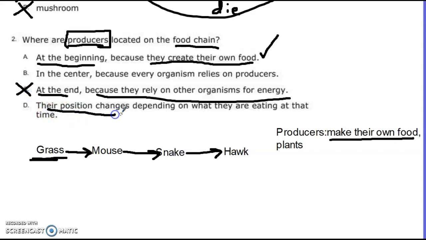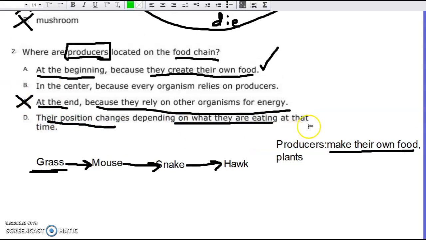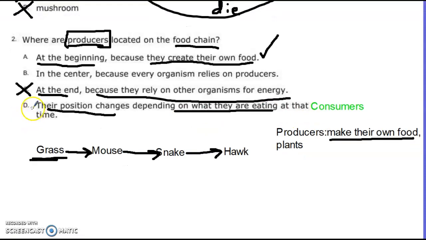Their position changes depending on what they are eating. That to me sounds more like an answer for consumers. Now that goes green. Consumers change based on what they're eating. You remember that. Carnivores eat meat, herbivores eat plants, omnivores eat both. That's not the answer.